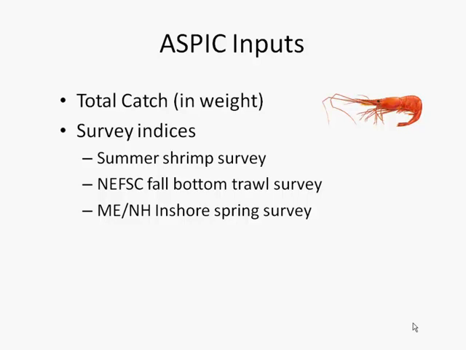All right. So the inputs for ASPIC is the total catch. This is theoretically landings plus discard, but we don't think discarding is very high in the shrimp fishery. Do we discard? Yeah. So it's really just the landings in weight, and then the survey indices that I mentioned before.